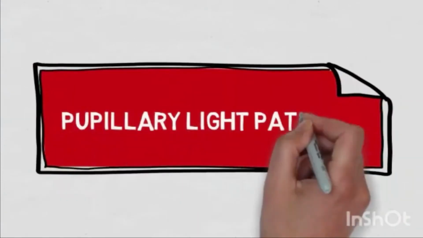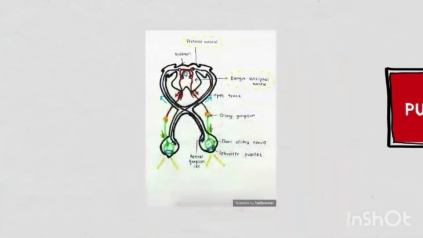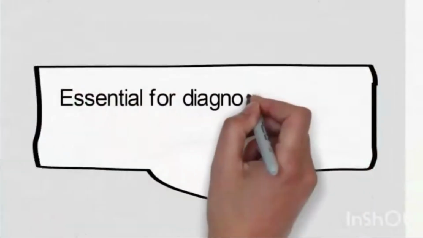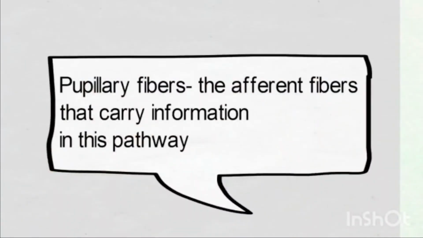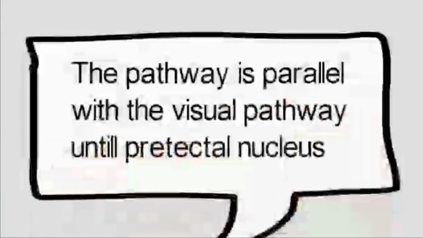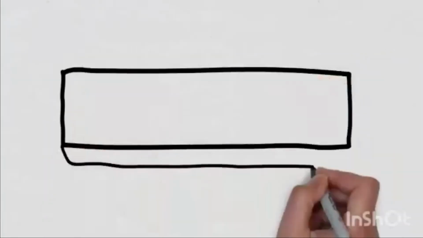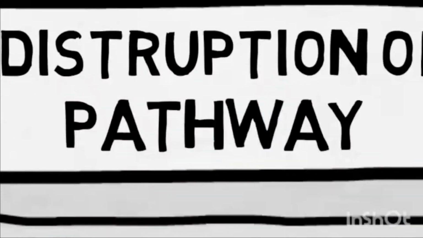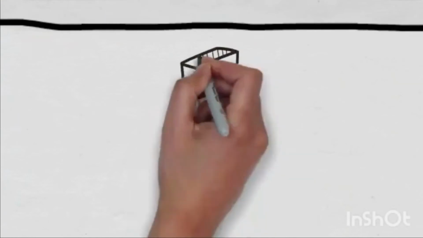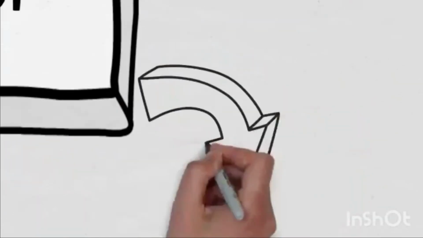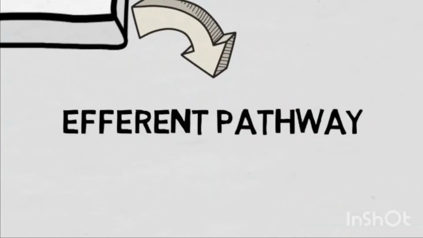Next is the pupillary light pathway. This diagram shows the pupillary light pathway, and it consists of the afferent and efferent pathways. The last one is the disruption of the pathway, which involves three pathways. The first one is the afferent pathway, the second one is the central nervous system pathway, and the last one is the efferent pathway.